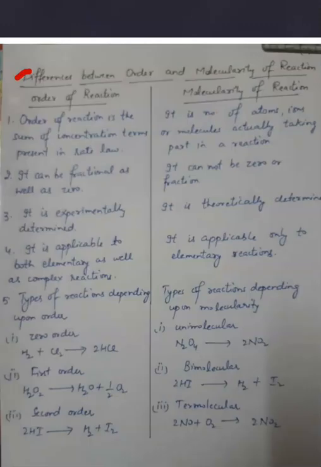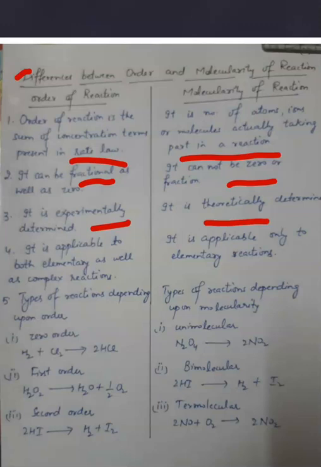Next difference is between order and molecularity. First the definition comes. Order is the sum of the exponents of concentration terms in the rate law. Molecularity is actual number of ions, molecules or atoms participating in the reaction. Order can be fractional as well as zero. Molecularity cannot be zero. Zero means no reaction takes place. Order is always determined experimentally, molecularity is determined theoretically. Order is applicable to both elementary as well as complex reaction. Molecularity is applicable only to elementary reaction.